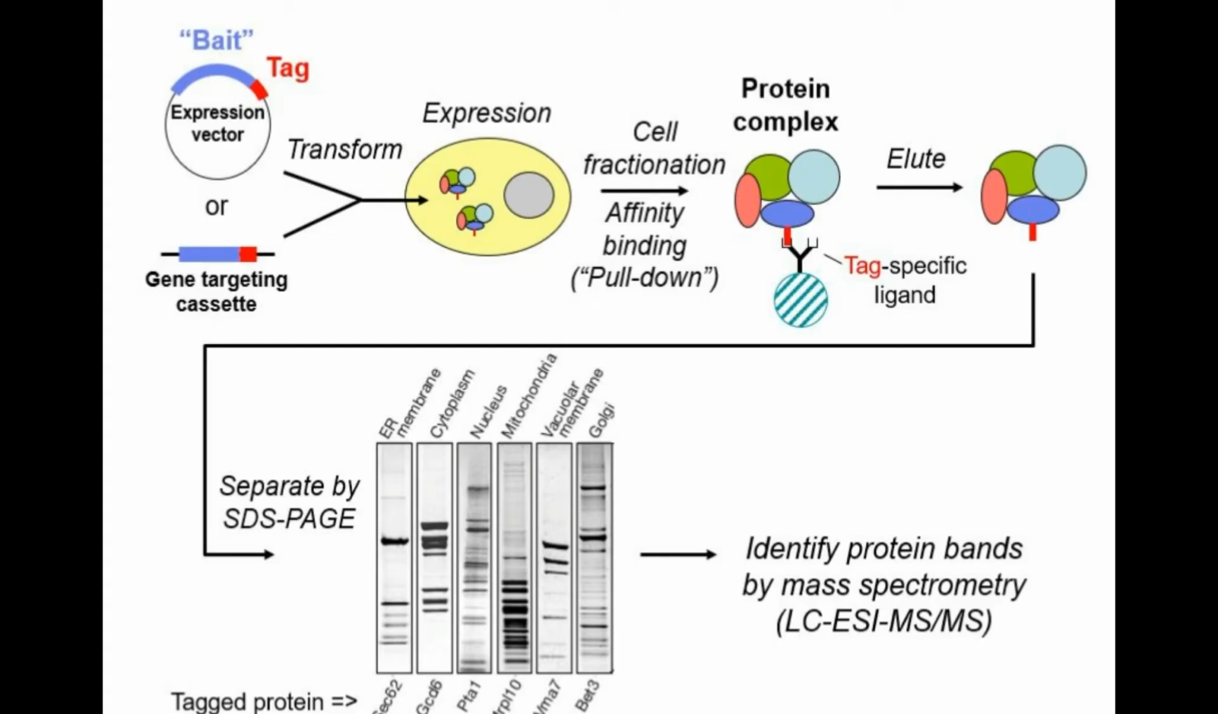We can try to purify our proteins using certain techniques. The most primary one is the affinity purification, in which we try to create a gene targeting cassette or perhaps an expression vector, which can be transformed in some organism, say E. coli or a bacteria, and then we express it over there and perform cell fractionation so that we can extract those proteins. And then we do a process of affinity binding.